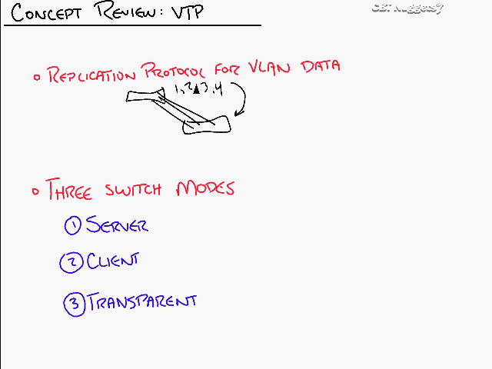When I make any change to a VLAN, I change the name, I delete one, I create one, I make any change to a VLAN, a revision number will increment on my switch. Starts at 1, goes to 2, goes to 3, goes to 4. So essentially, the number of changes that you've made will be reflected in that revision number. When you have multiple switches on the network, the highest revision wins.